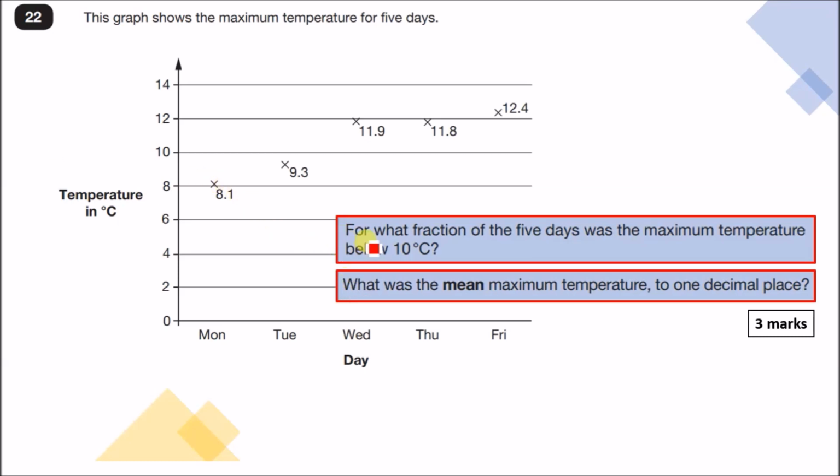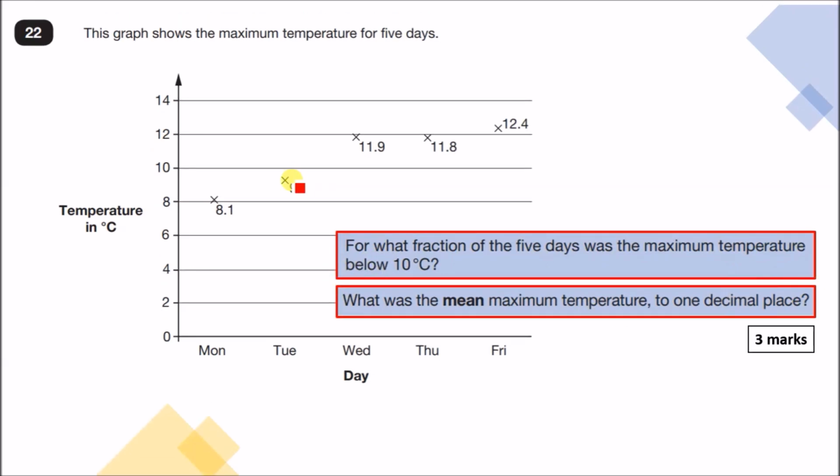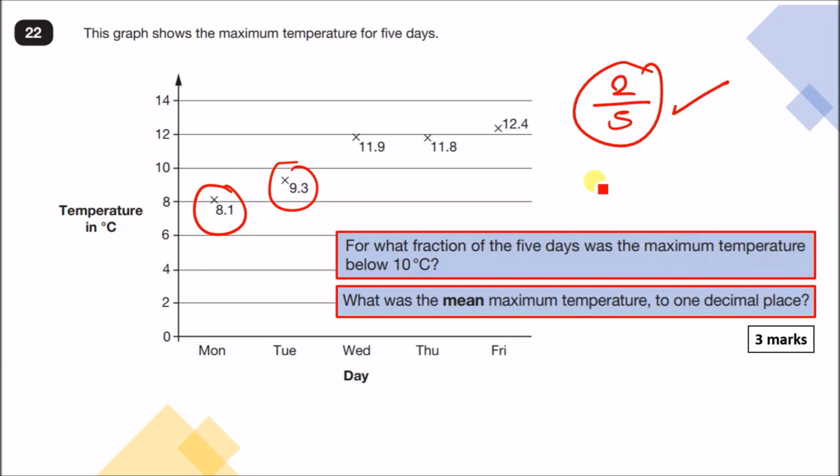Now, for the first part, for what fraction of the 5 days was the maximum temperature below 10 degrees Celsius? So in other words, how many were below 10 degrees out of 5 days? Well, we can see that only 2 are below, the one from Monday and one from Tuesday, because they're both less than 10. Meaning the fraction would be 2 days out of 5. And that's it. That's 1 mark for that.